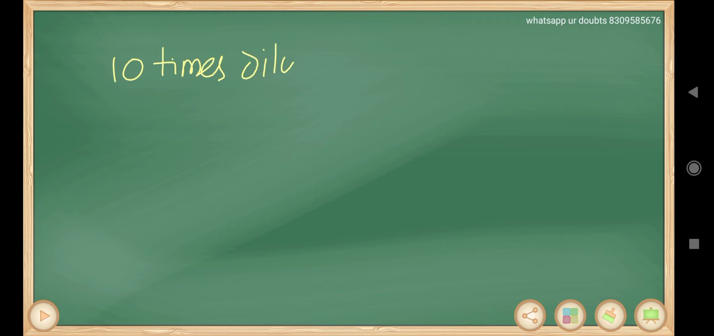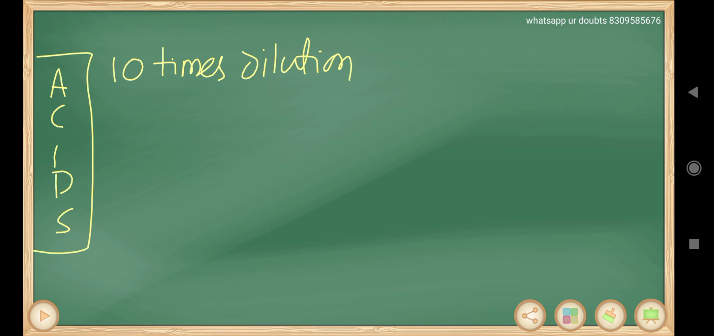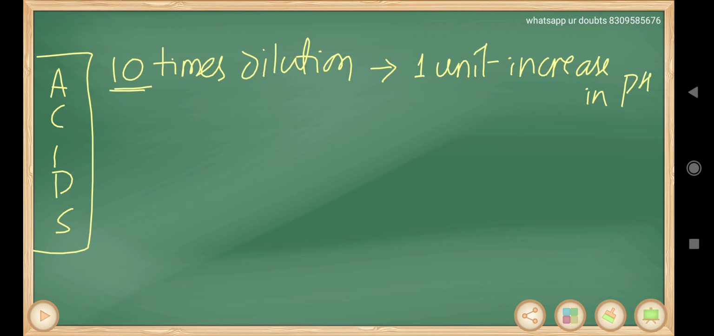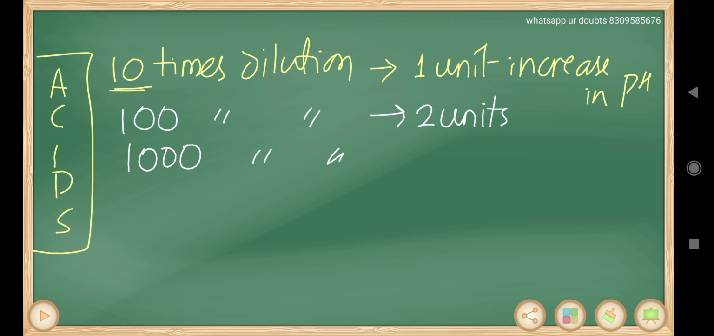We are discussing acids, exclusively acids. For every 10 times dilution of an acid, pH increases by 1 unit. 1 unit increase in pH. For all strong acids, you can easily consider this. For 100 times dilution, 2 units. For 1000 times dilution, 3 units.